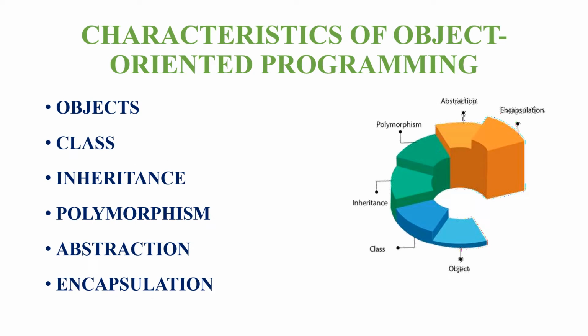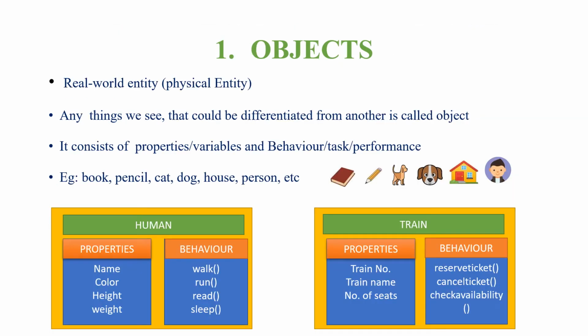Next, we are going to see the characteristics of object-oriented programming. The characteristics of object-oriented programming are objects, class, inheritance, polymorphism, abstraction, and encapsulation. Now, let us see one by one in the coming slides. First one is objects. As I said earlier, objects are real world entities. That is, I can say it is a physical entity. And objects can be differentiated from one another.